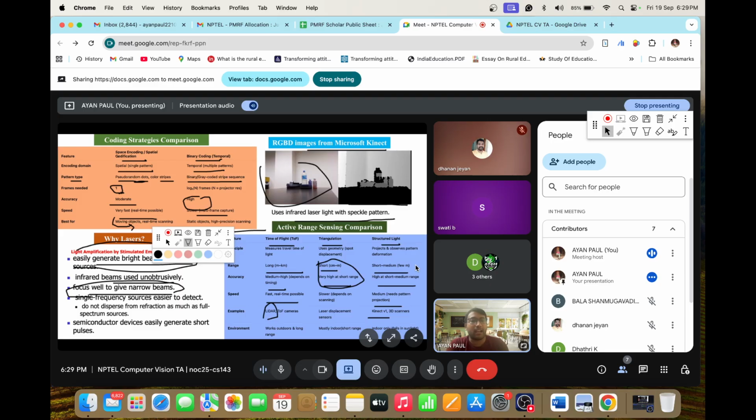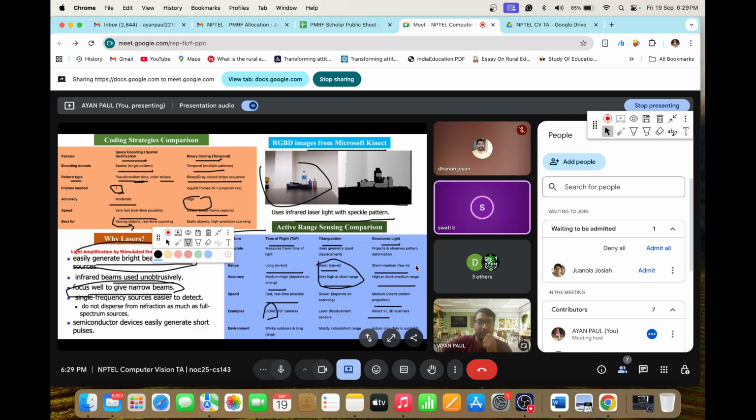But lidar only gives you a point cloud, whereas these days advanced sensors give you an RGBD image, that is a 3D image. Lidar gives only a 2.5D image, that is only a range image, so that can be a difference. Otherwise you cannot predict the difference. Okay, got it. Thank you.